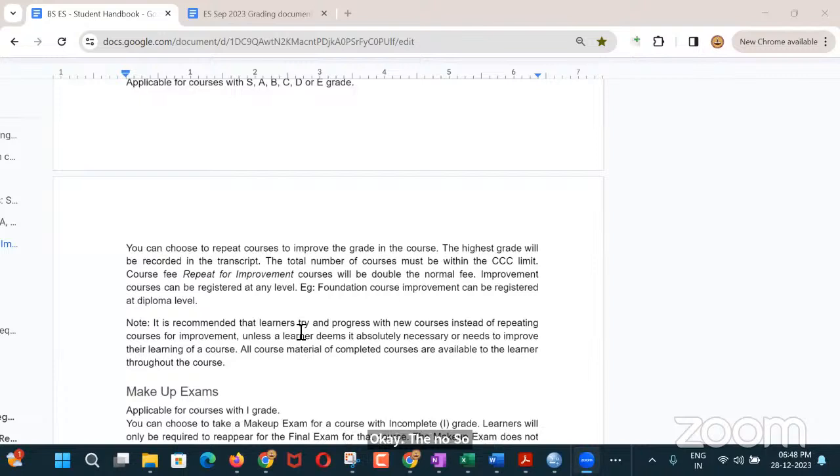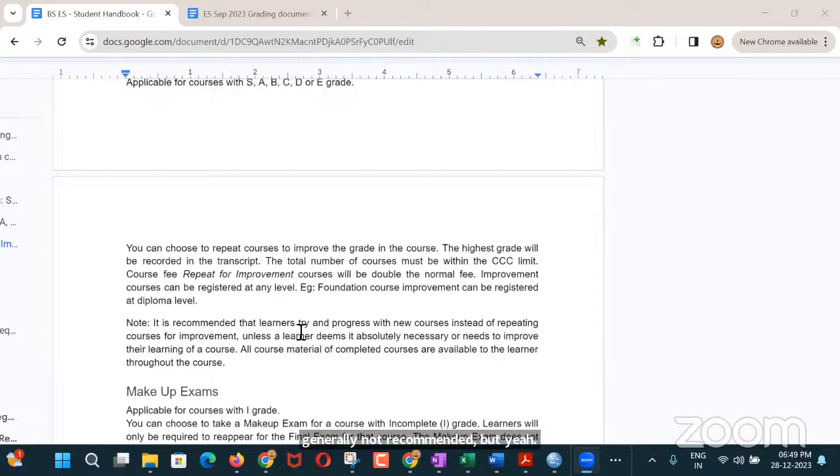So they have given something about the course fees, and it is recommended that learners try to progress with the new courses instead of repeating the courses for improvement, unless a learner deems it absolutely necessary or needs improvement in the learning of the course. It's generally not recommended, but yes. So this is what it says.